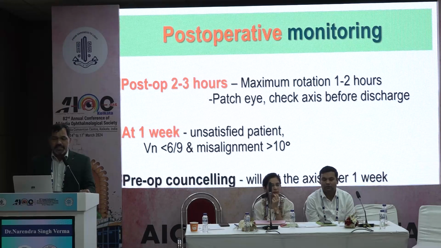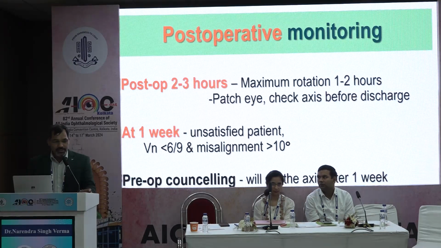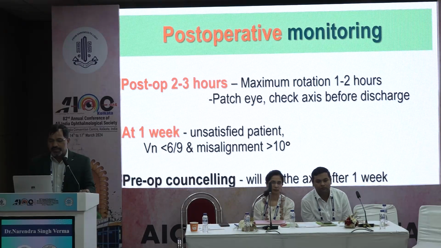If after 1 week the patient comes to you and is not satisfied with his vision, vision is less than 6/9, and there is misalignment of more than 10 degrees. Some patients are not bothered about this; their vision may be less, but they are not bothered. So don't try to tell them that you can locate and again rotate the lens and decrease the refractive power.